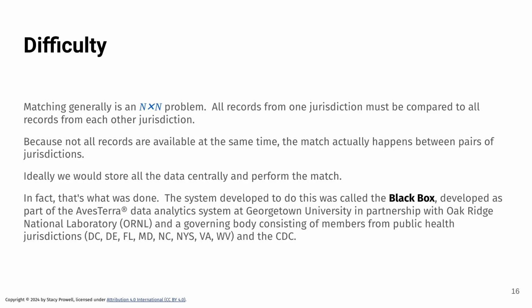We developed a system to do this called the Black Box. It was developed as part of this Avis Terra data analytics system in partnership with Georgetown University. We had a governing body that was brought together from public health jurisdictions: DC, Delaware, Florida, Maryland, North Carolina, New York State, Virginia, West Virginia, and the CDC. We brought everybody together, so we had a governing board. We did all of this with institutional review boards and built a system to do this match.